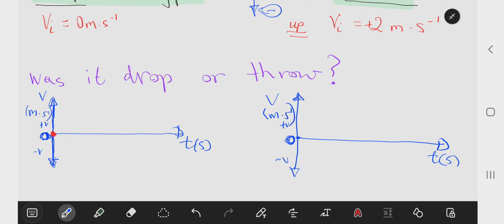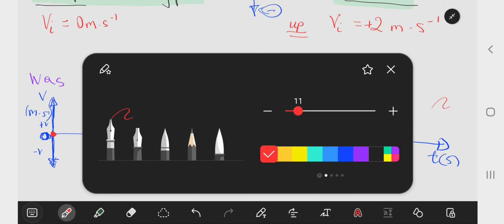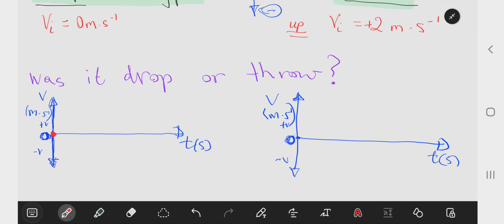Now what is the initial velocity? The initial velocity equals positive 2 because we chose upward as positive. So that is 0, maybe this is 1, that is 2. This is where your graph is going to start. So if you look at the two differences, was it a drop or a throw?